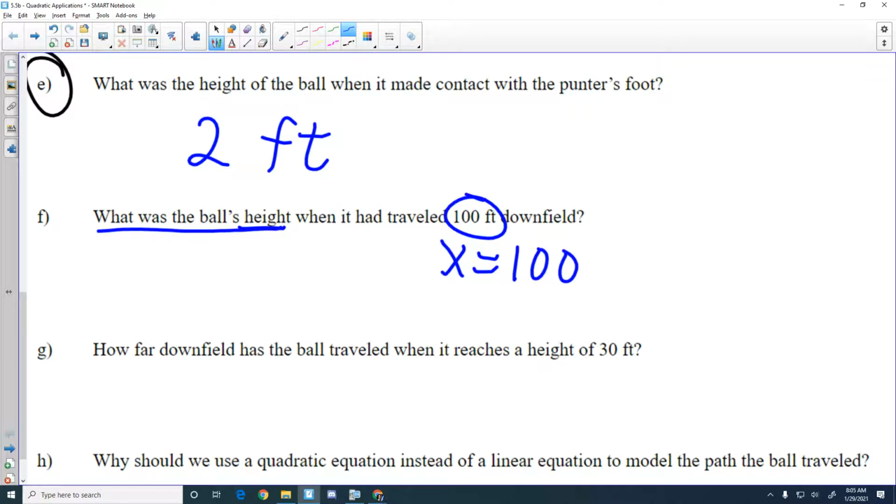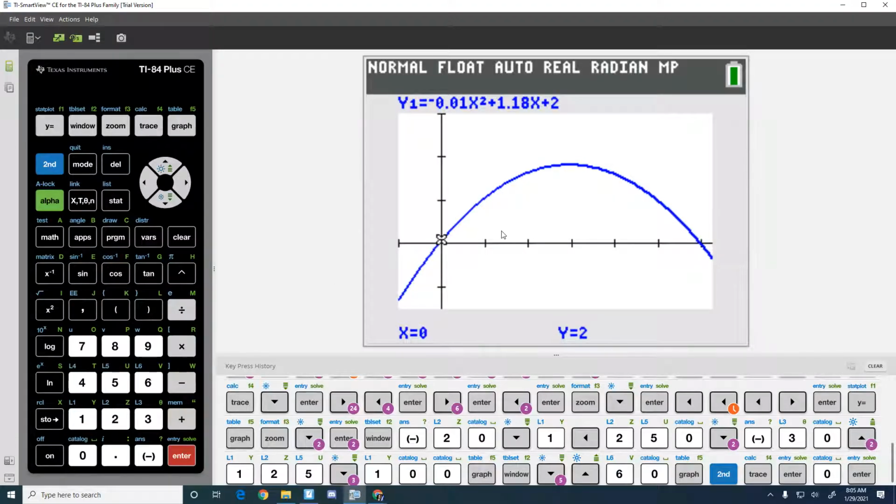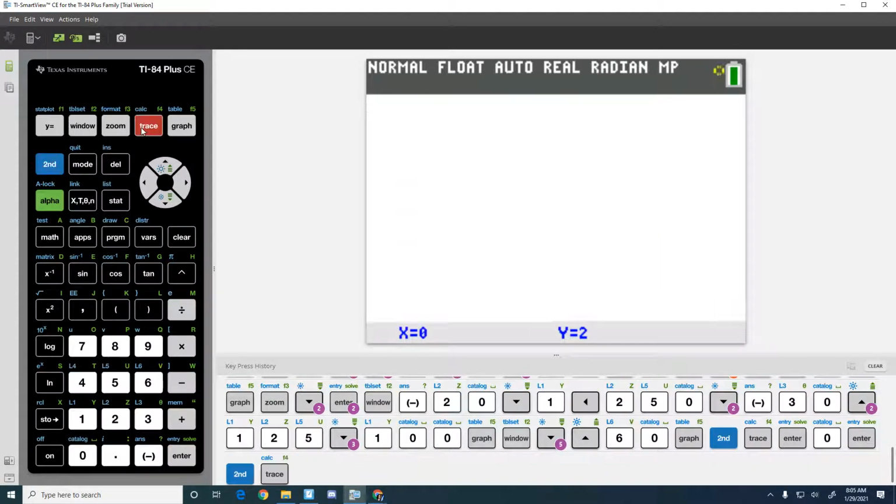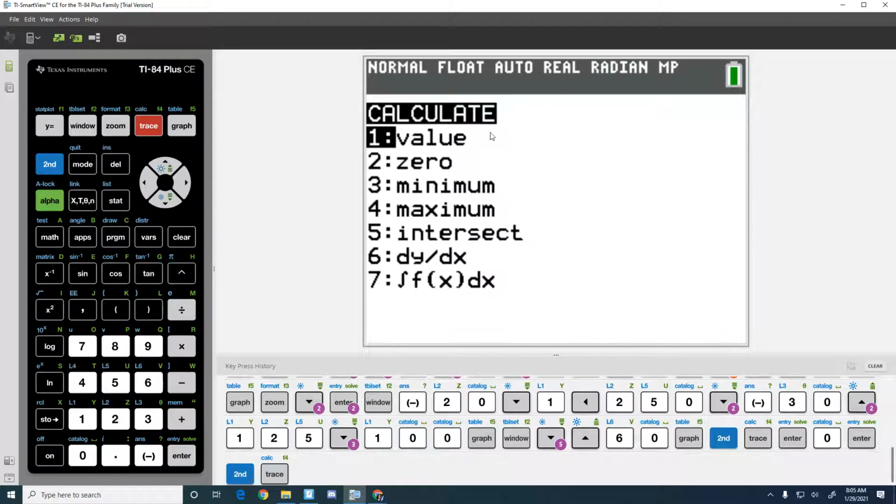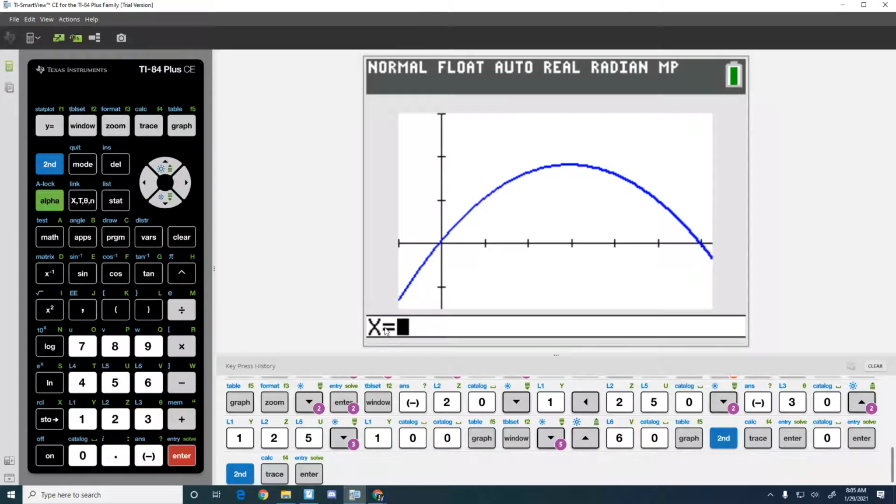And we know height was y, so it doesn't know what y is. So it's saying, when x is 100, what is the y value? And guess how we can do this really, really easily? Same exact thing we just did, right? We're given an x value, and we want to find the y. Just press second trace, and that first option for value lets us type in any x coordinate. So what number do I want to plug in right here? 100, right, because it's 100 feet downfield.